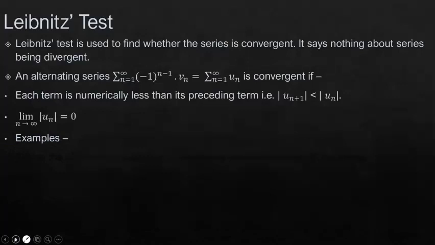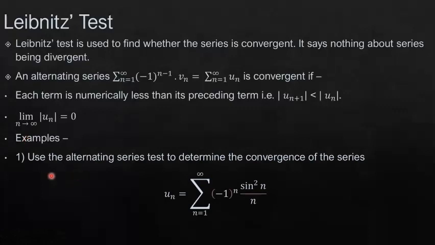So let us dive into some examples. It is a very small topic and there is nothing which is difficult in this topic. So we can quickly see through the examples. This is the first example. It is asked to use the alternating series test to determine the convergence of this series.